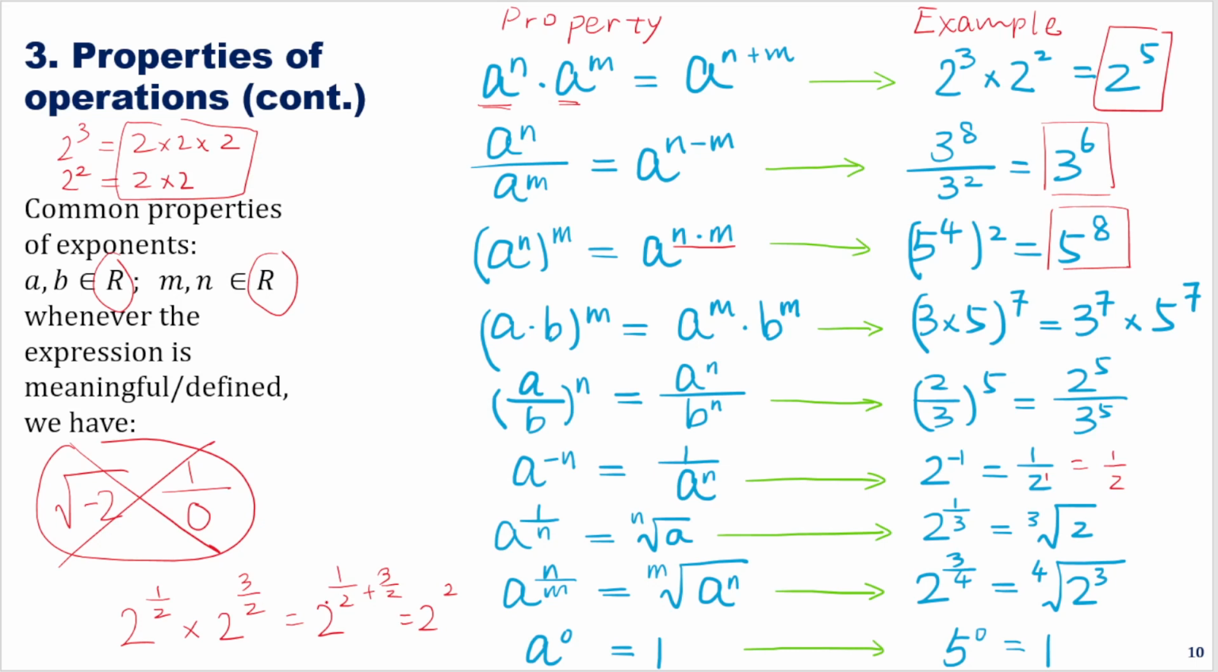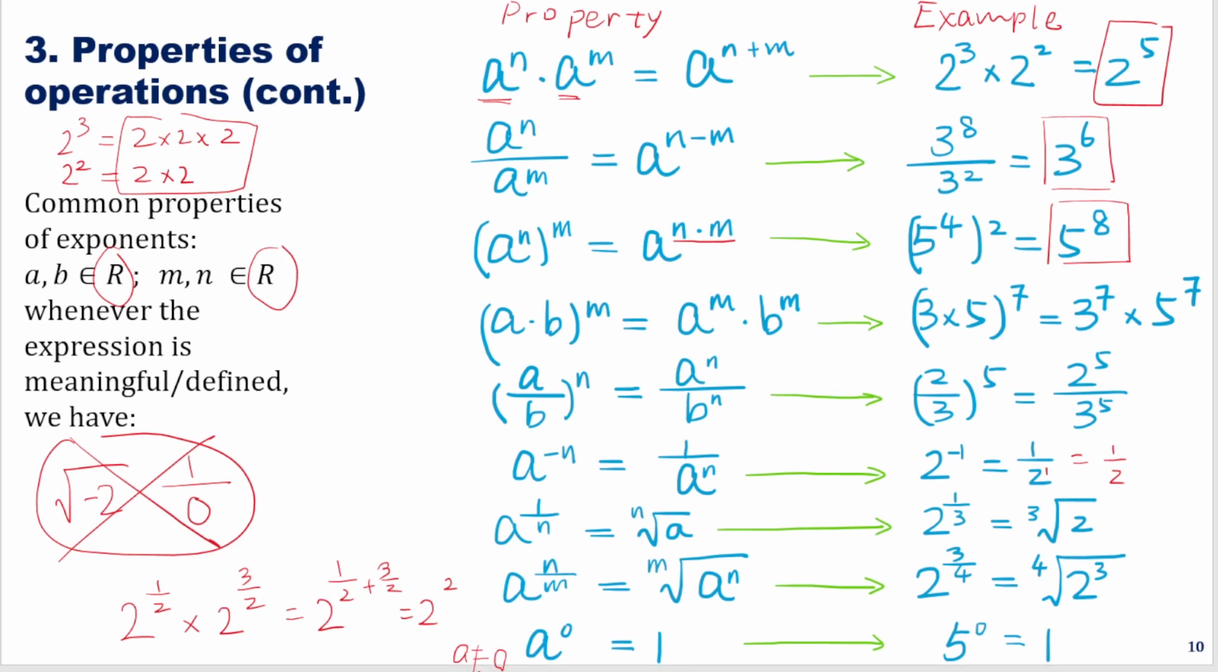And of course, any number to the power of 0 will give us 1 except 0. So here a cannot be 0 because 0 cannot be the denominator, right? For example, 5 to the power of 0 will give us 1. You follow me? Okay, make sure you are familiar with these properties when evaluating expressions related to exponents, okay?